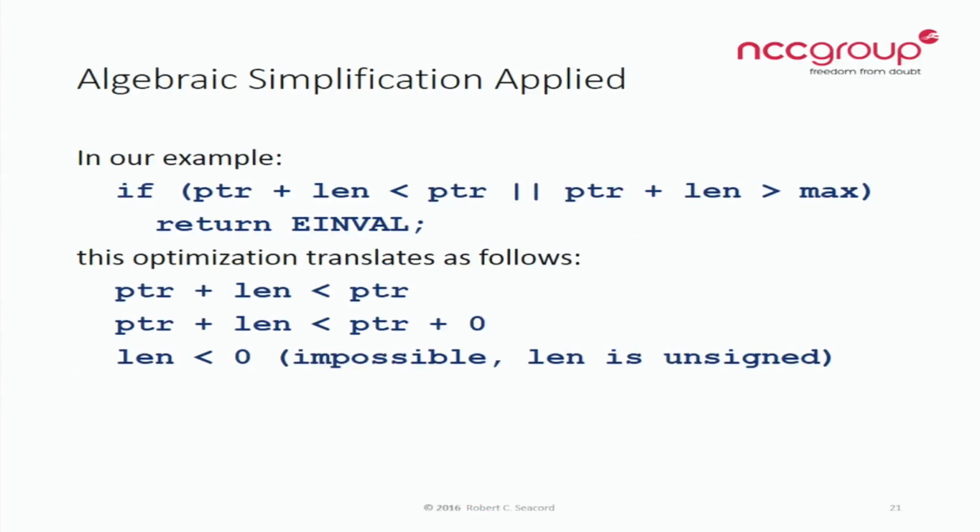So if we go back to our example and you look at pointer plus len less than pointer, that's the same as pointer plus len less than pointer plus 0. So now we've got a comparison between p plus v1 and p plus v2. That can be simplified to a comparison between v1 and v2. And of course, len is an unsigned value, so it's impossible for len to be less than 0. So this is dead code and can be eliminated.